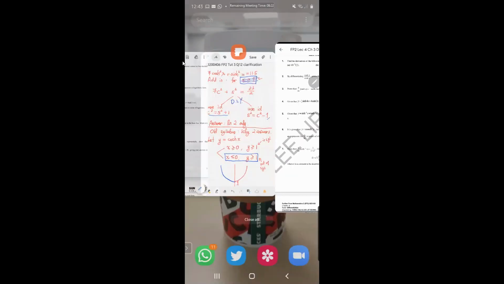So question number 6. It is given that y is equal to cosec inverse x. Show that for x greater than 0, dy/dx is equal to negative 1 over x square root of x squared plus 1, and write down an expression for dy/dx in terms of x for x less than 0.